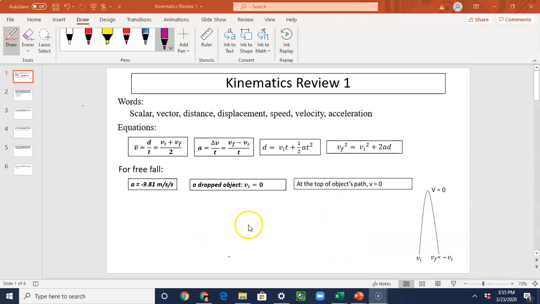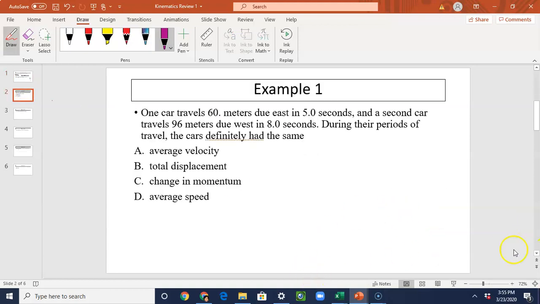Let's apply this to some problems. The first question says one car travels 60 meters due east in 5 seconds. The second car travels 96 meters due west in 8 seconds. During their periods of travel, the cars definitely have the same quantity? Average velocity, total displacement, change in momentum, or average speed.